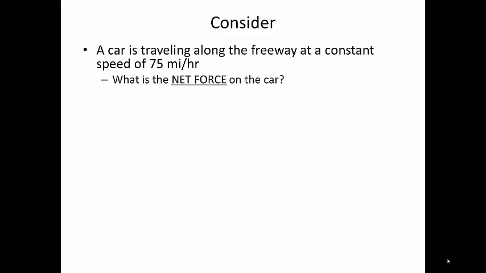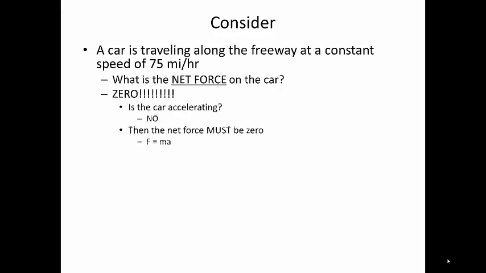If we have a car that's traveling along the freeway at a constant speed of 75 miles per hour, what is the net force on the car? Well, if it's traveling at a constant speed, the net force is 0. There's no acceleration that's occurring. If there's no acceleration, then the net force must be 0. So our force equals mass times acceleration equation is equal to 0.